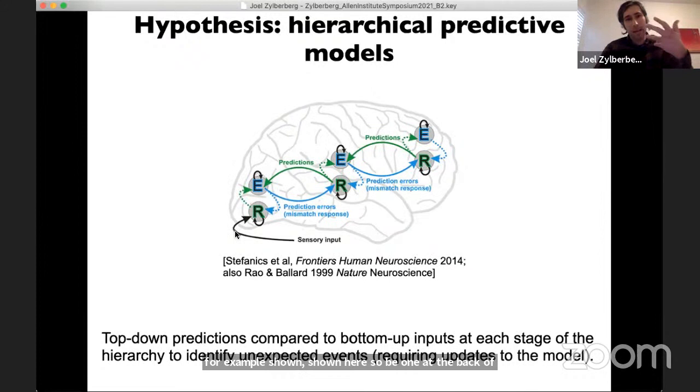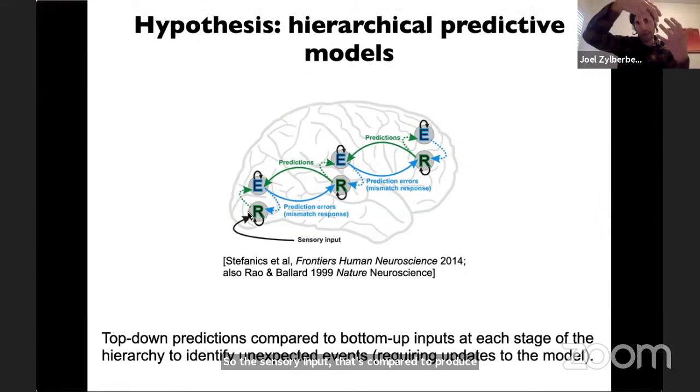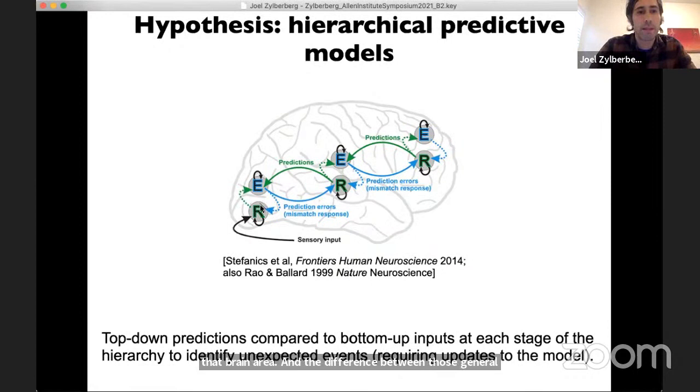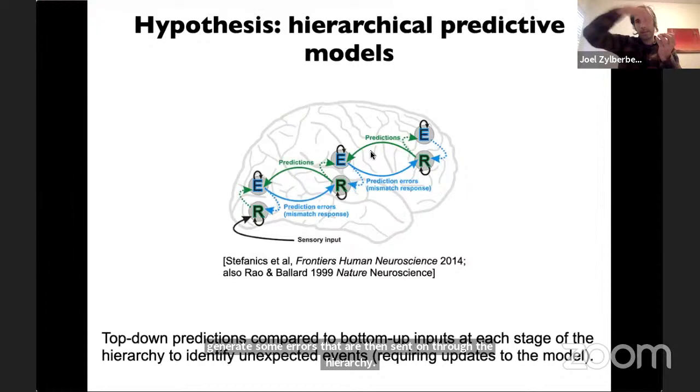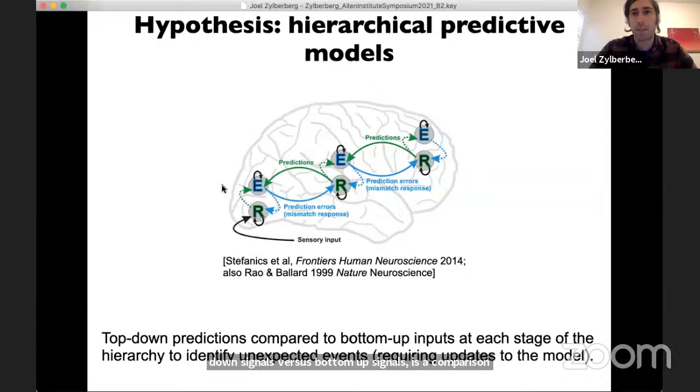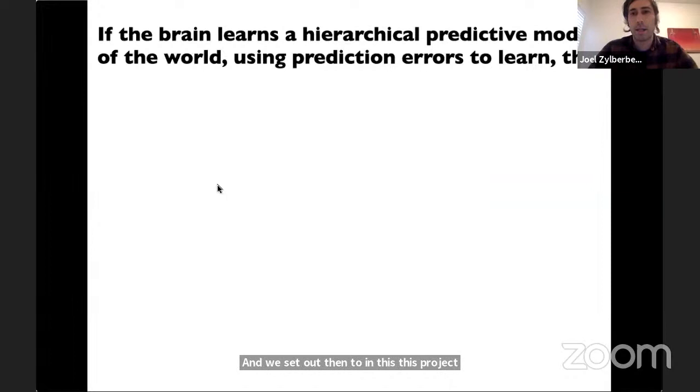that's compared to predictions of what should happen in that area that are sent top down to that brain area. And the difference between those generates some errors that are then sent on through the hierarchy. So the idea is that a comparison between top-down signals versus bottom-up signals is a comparison between internal predictions versus incoming data.